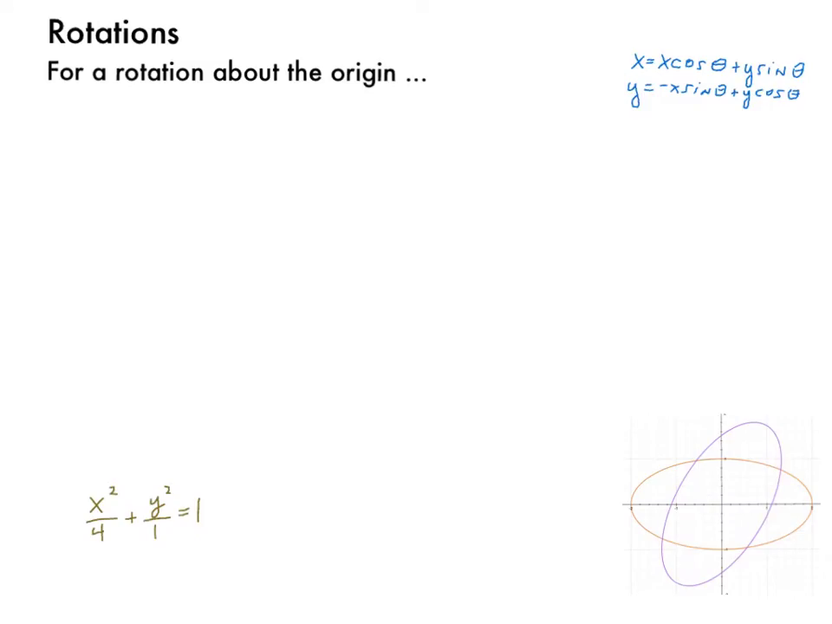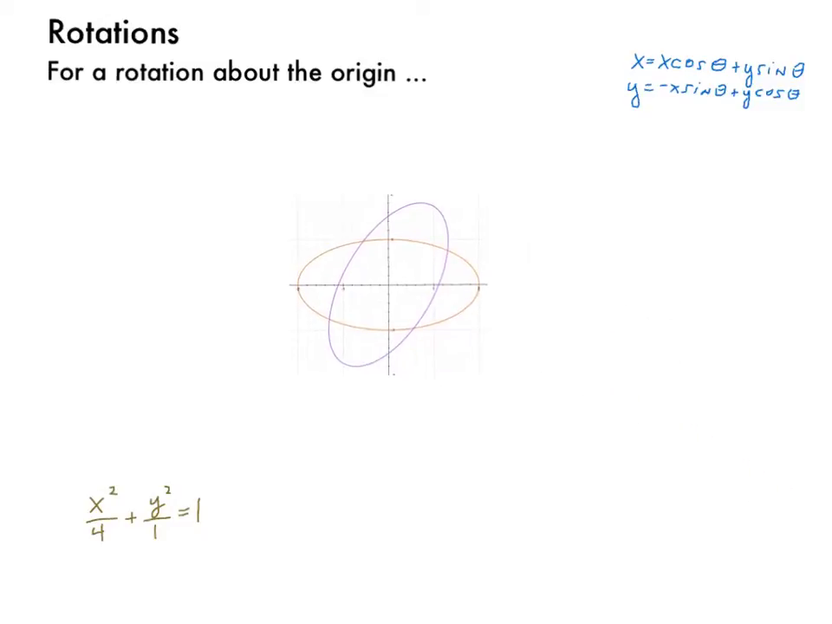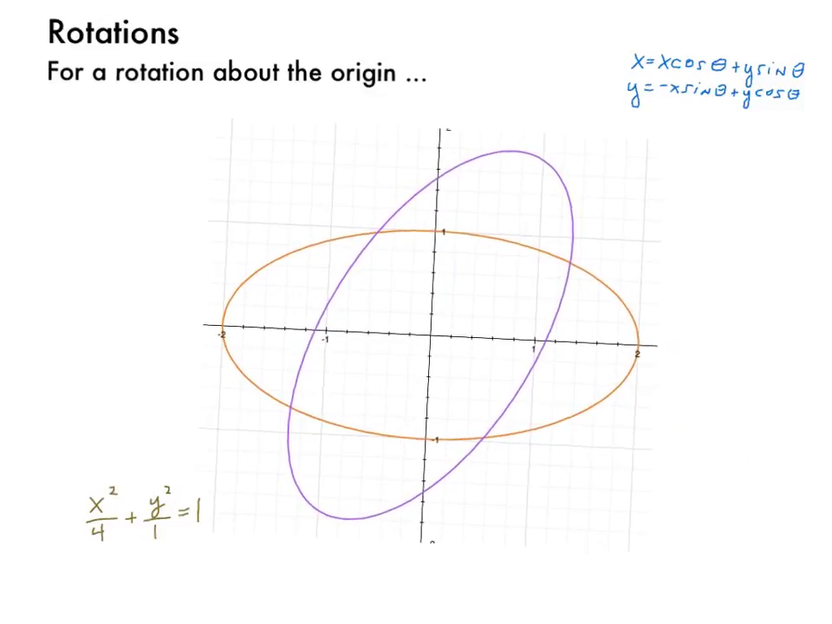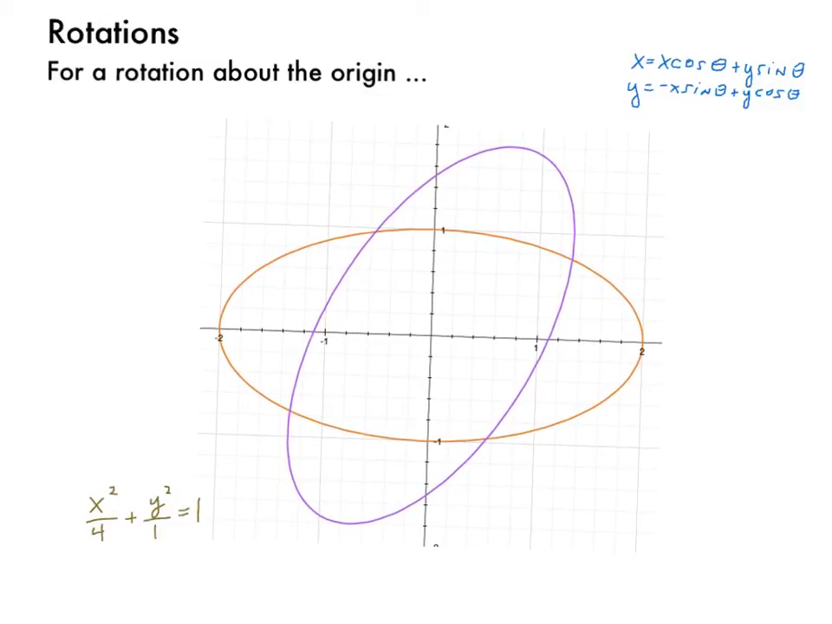All right, let's rotate now. Let's rotate an ellipse about the origin. Okay, so visually speaking, we're going to start off with this orange ellipse here. And we're going to rotate it. In the example, we're going to use 60 degrees. Okay, so if I were to rotate this up 60 degrees, that would give us this blue ellipse. And we're going to find the equation for that blue ellipse.